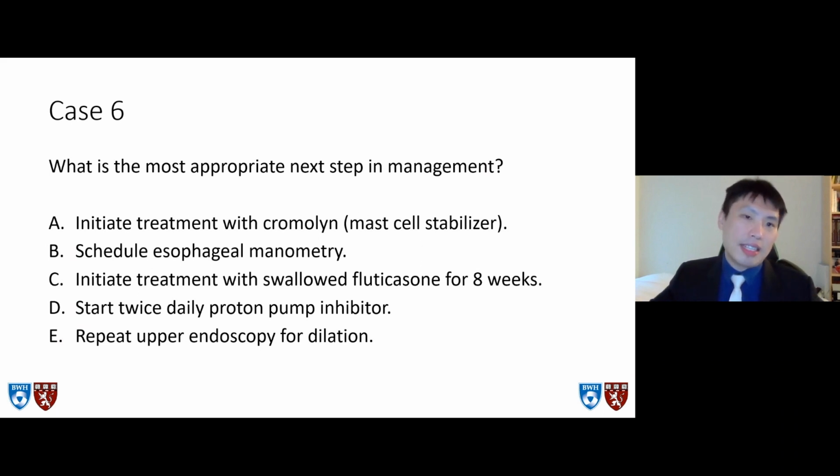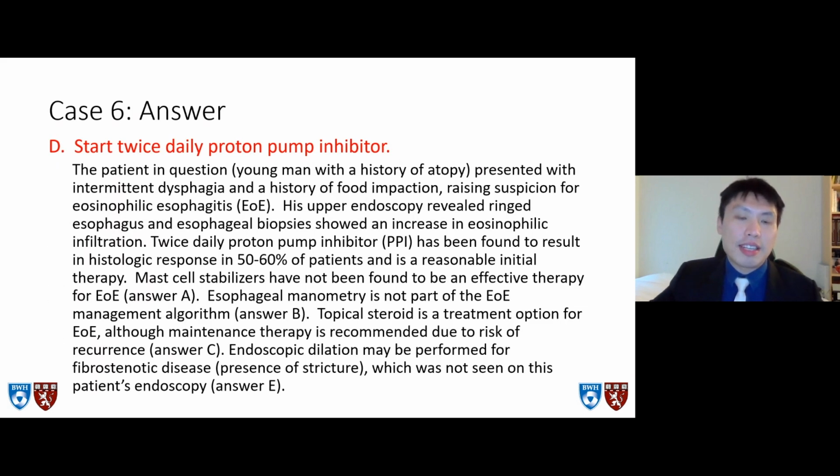So going back to the case, in this patient diagnosed with likely eosinophilic esophagitis, given greater than 80 eosinophils per high power field and history of dysphagia and food impaction, what is the most appropriate next step in management? And the answer is starting a twice daily proton pump inhibitor. Studies have found that up to 50 to 60% of patients started on twice daily proton pump inhibitor achieve histologic response in patients with eosinophilic esophagitis. Mast cell stabilizer, which is answer A, has not been found to be effective yet and is still experimental.